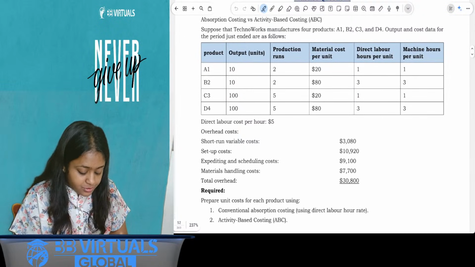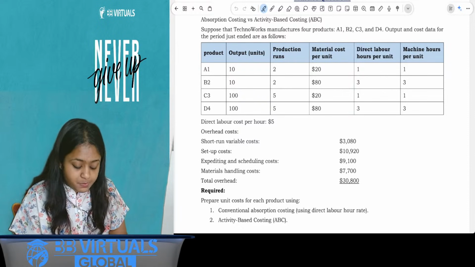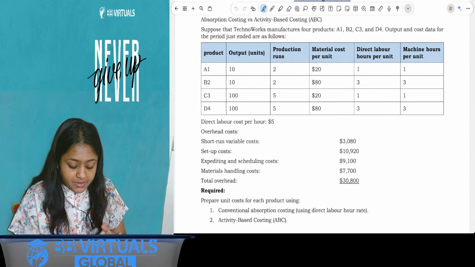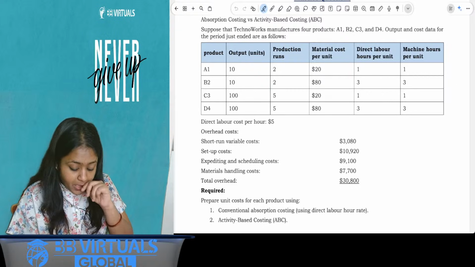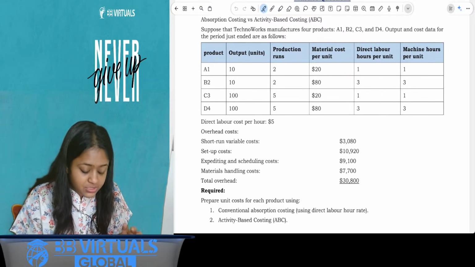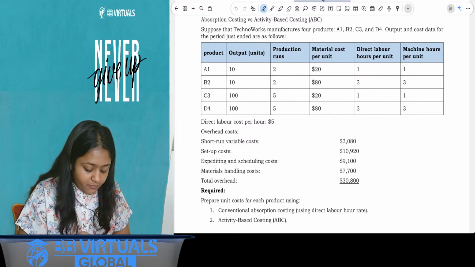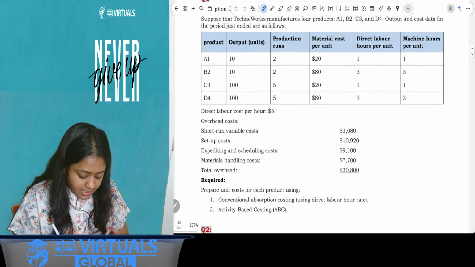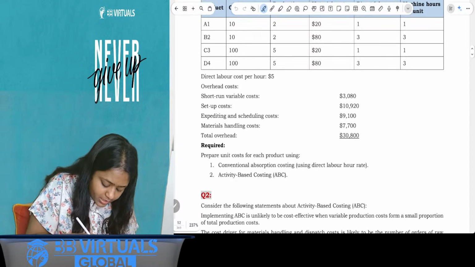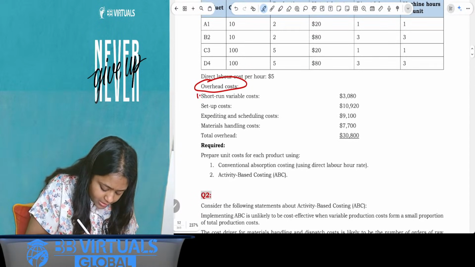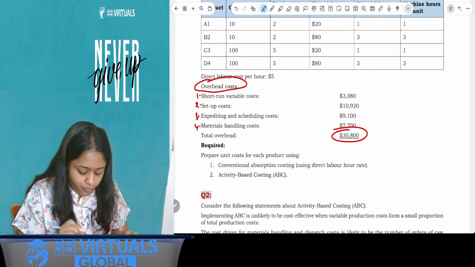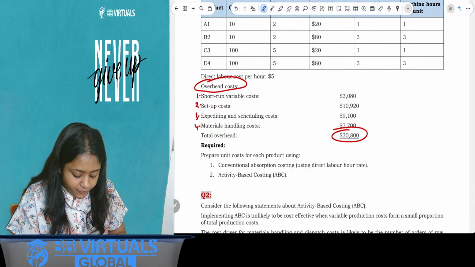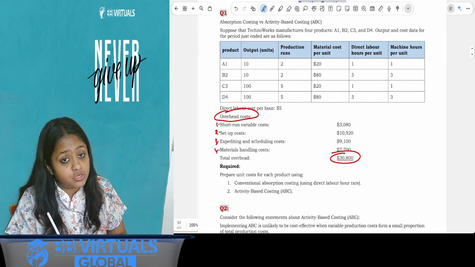Now this question says, suppose that Technoworks manufactures four products A1, B2, C3 and D4. Output and the cost data for the period just ended are given to you. A1, B2, C3 details are given to you. Now the direct labor cost is also given to you and the overhead cost breakup is given to you, 1, 2, 3, 4 and the total. What is the unit cost that you will have if we follow the conventional absorption costing system?